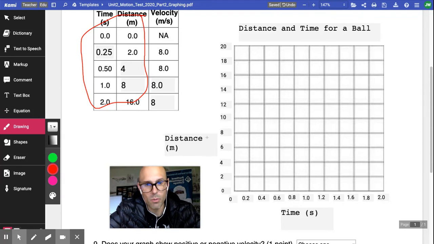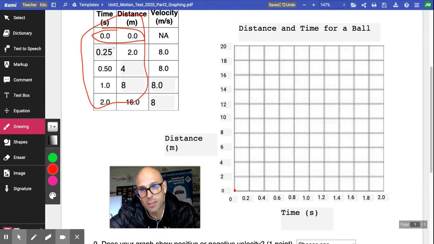Okay, so we scaled our graph. Now we're going to put the data points on. So this first data point, 0, 0, that's one data point. Two numbers, it's called an ordered pair, two numbers, one point on the graph. So that point would be right here. This is 0 for time, 0 for distance.